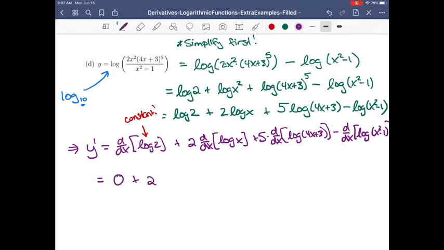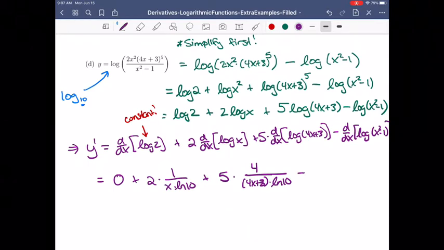Okay, now the derivative for log x is 1 over x times ln 10, because we're in base 10. Okay, so that's because it's just x, the derivative of the inside is 1. So over here, the derivative of the inside is 4, so I'm going to have 4 over 4x plus 3, so the inside bit, times ln of 10. And then I'm going to have here the derivative of the inside is 2x over x squared minus 1 times ln 10.